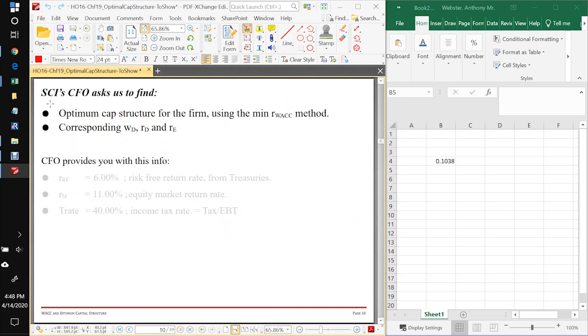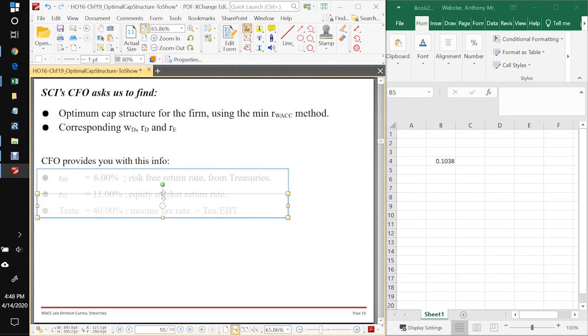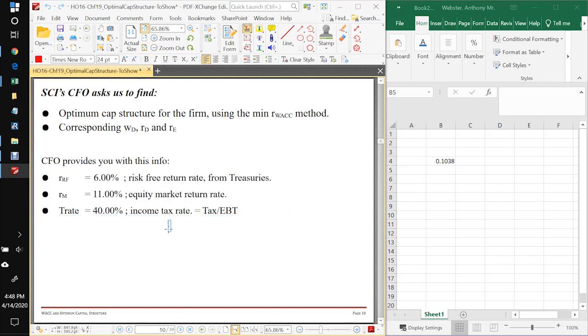Okay, so SCI, God help her, SCI CFO asks us to find the optimum capital structure of the firm using this minimum weighted average cost of capital method and the corresponding weight of debt and debt cost of capital and equity cost of capital for the firm. So she provides us, to get us started, some additional information.